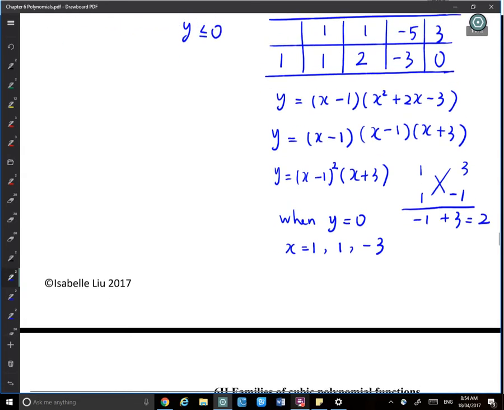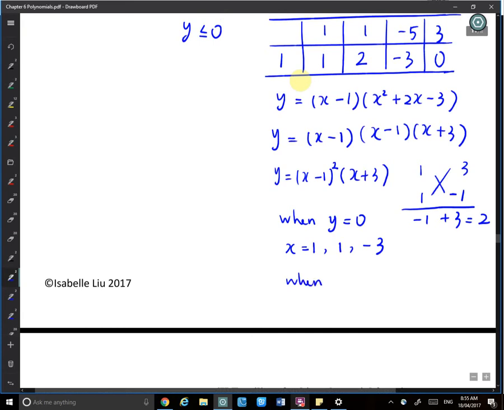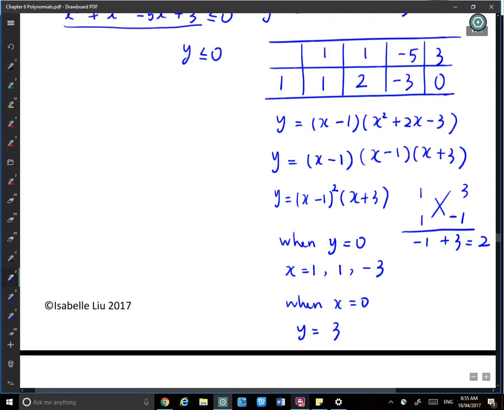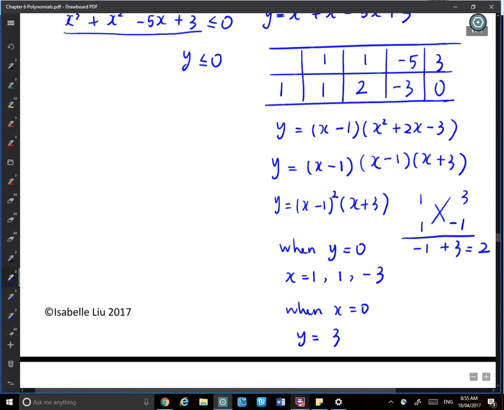So you have that. And when x equals to 0, y will give you positive 3. Okay, from the general equation, the constant is 3. So that gives you positive 3. And the next thing is to sketch this.